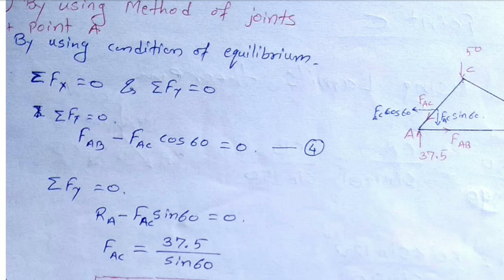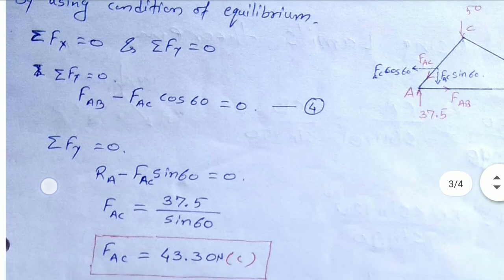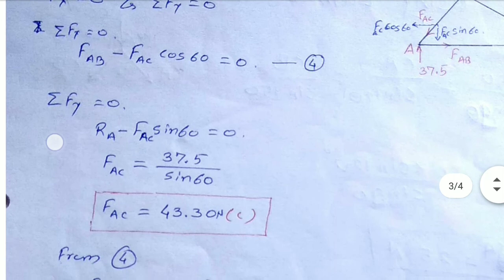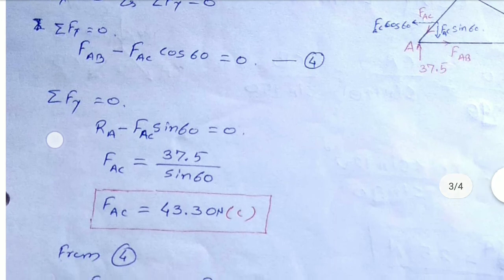FAC cos 60 is in the opposite direction of FAB. This will give the x forces. So summation of Fx is FAB minus FAC cos 60. Let's consider this as equation number 4. And summation of Fy: we have 37.5 going upward and the FAC force coming downward. So this is RA minus FAC sin 60, and from this we know the RA force.